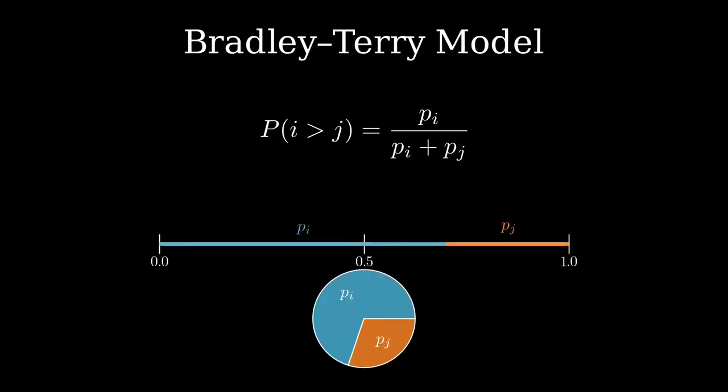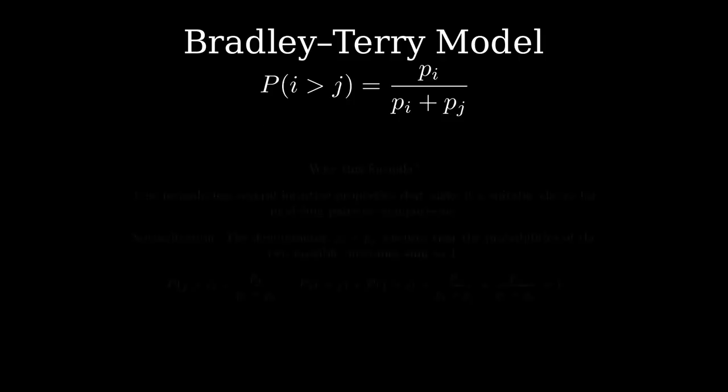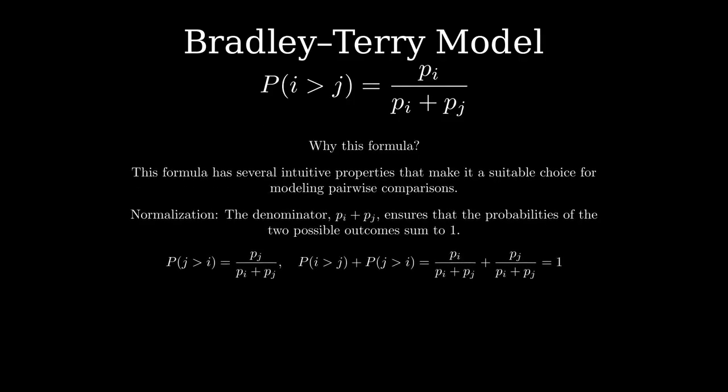Okay, so why this formula? This formula has several intuitive properties that make it a suitable choice for modeling pairwise comparisons. Normalization. The denominator, pi plus pj, ensures that the probabilities of the two possible outcomes, either i beats j or j beats i, sum to 1.